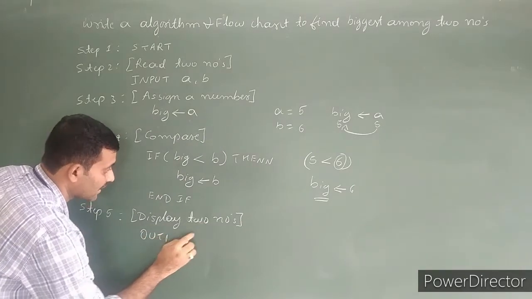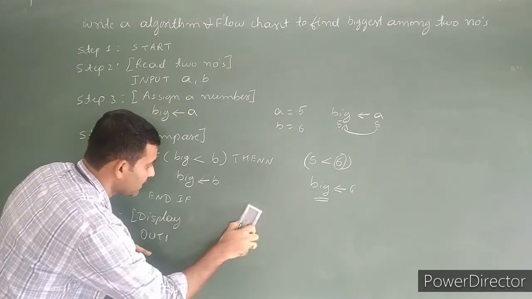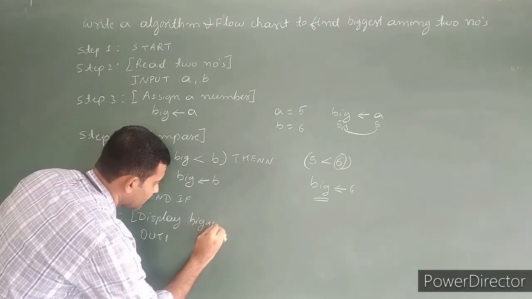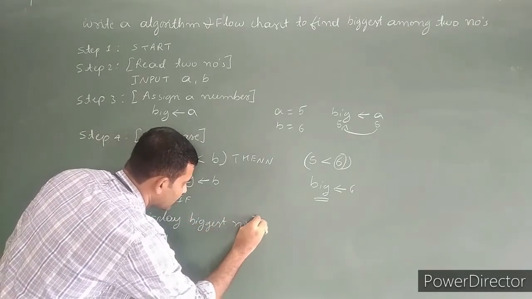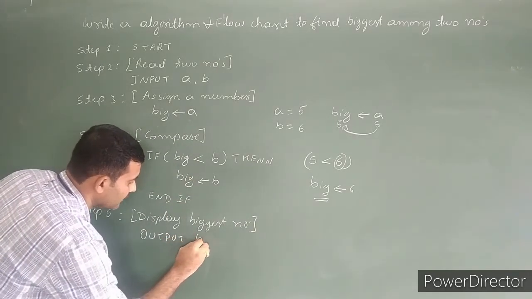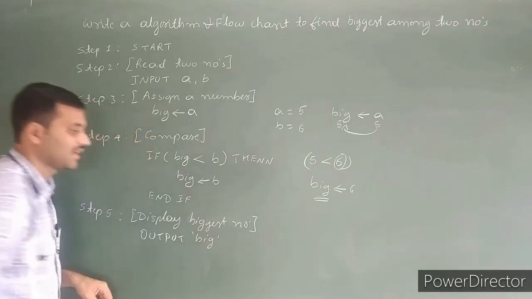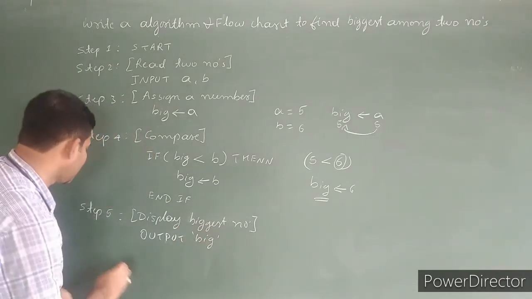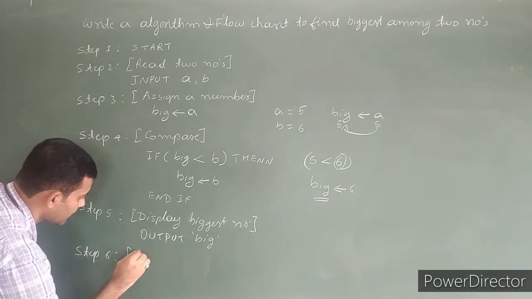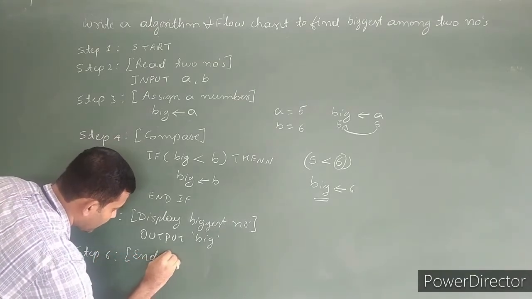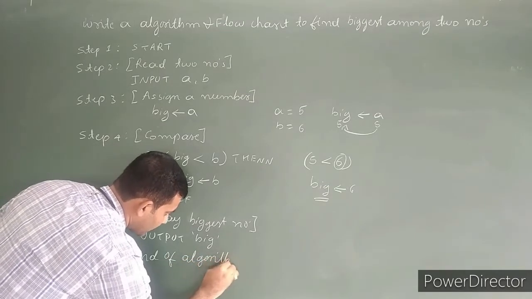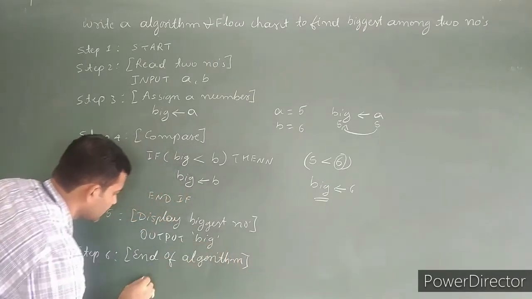Output. So display biggest number. So biggest number is output big. Biggest number is big. So then end of algorithm. So step 6, end of algorithm. So stop.